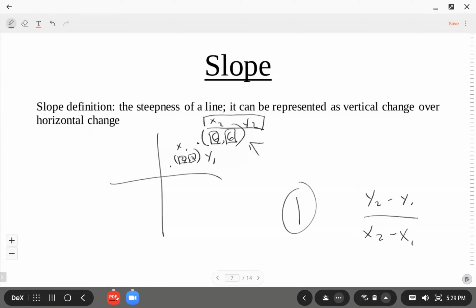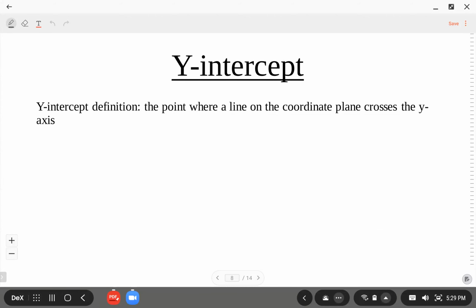Okay. So now let me explain the y-intercept. The y-intercept is the point where a line on the coordinate plane crosses the y-axis. So basically, you have a line, and it crosses the y-axis right here, right? So that would be the y-intercept. Any line, it's the point where it crosses the y-axis.